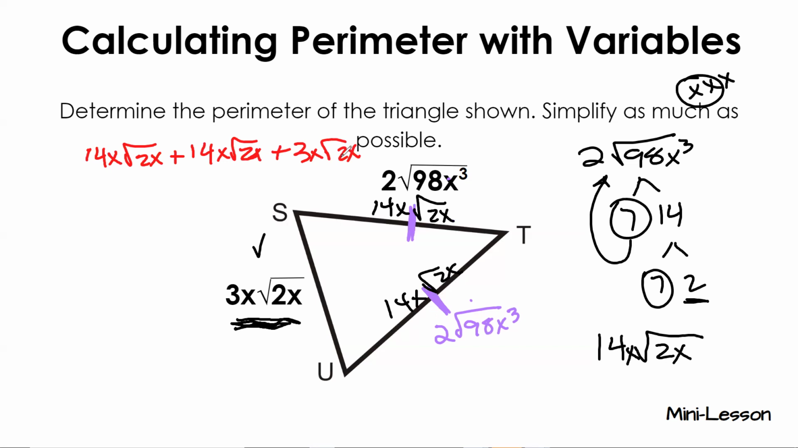Are all the radicals the same? Yes. So then I can add the junk on the outside. So what's 14 plus 14 plus 3? 14 plus 14 plus 3. 31. So it's got 31x square root of 2x. How many of y'all got that right? Yes, we're moving in the right direction.